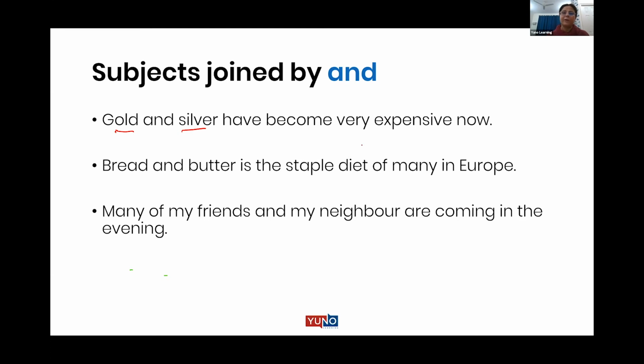Rice and fish curry is the staple diet of people living in the coastal areas. I won't say are. Similarly, bread and butter is the staple diet of many in Europe. So is. So when the reference is to just one thing. Now, many of my friends and my neighbor. So it becomes a plural subject. So it has to be are.